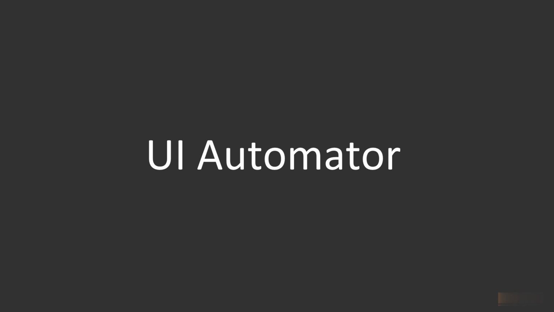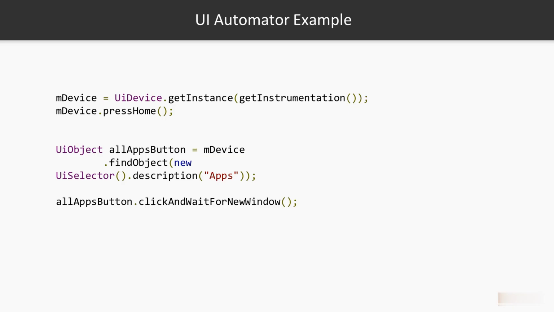And the difference between Espresso and UI Automator is that UI Automator can work with multiple applications on the device. So if you need to test some kind of cross-application functionality interactions, then you have to use UI Automator. And if that's not the case, you can stick with Espresso. And here's an example of a simple test.